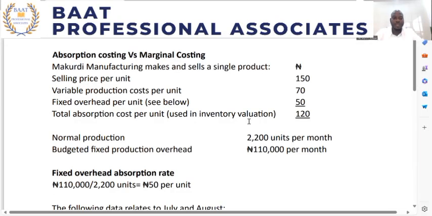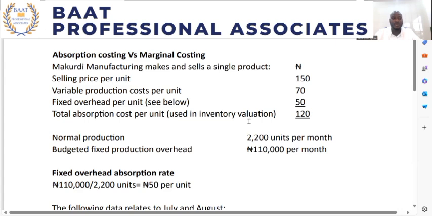So today we're going to be looking at absorption costing and marginal costing. We'll start with marginal costing. Marginal costing is basically a method for estimating cost of production. It involves using just the variable cost, the direct cost, in estimating the cost of production.